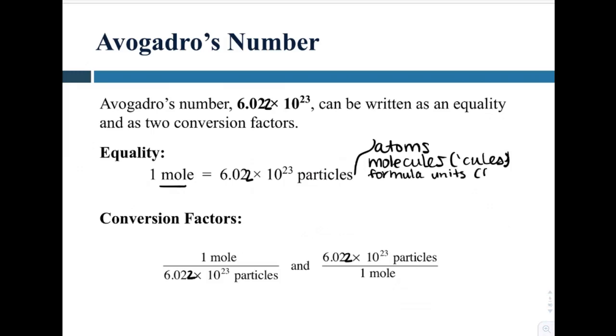And you can abbreviate those formula units. Or you can have ions. Right? Any tiny little particle, you should think, I'm going to be using Avogadro's number. Avogadro, not avocado.